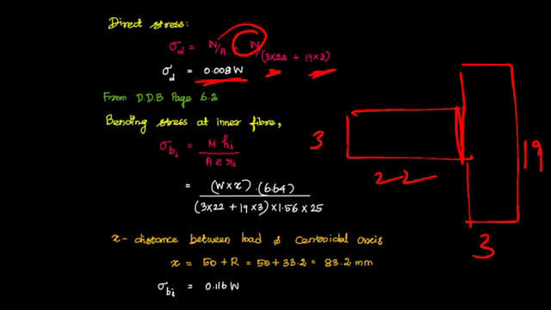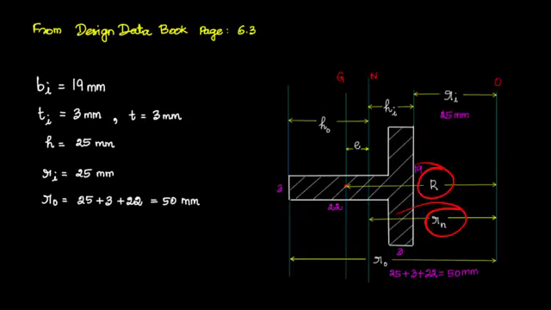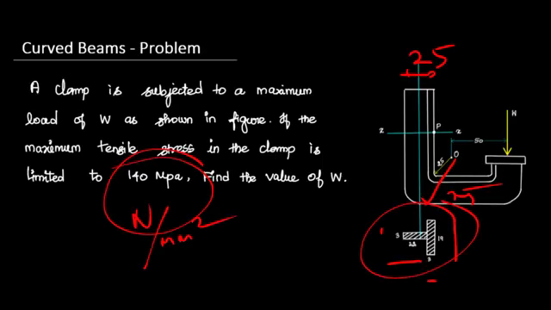And another one is the bending stress. There will be two bending stresses, at the inner fiber and the outer fiber. At the inner fiber there will be a tensile stress and at the outer fiber there will be a compressive stress. We can see that here in the curved beam. Let me explain in the diagram itself.